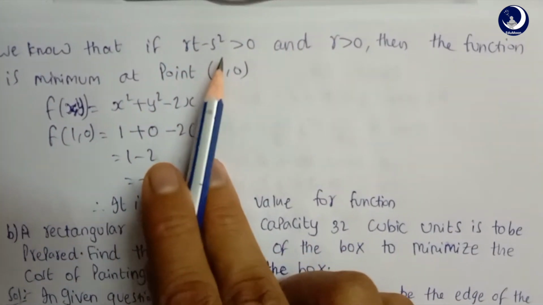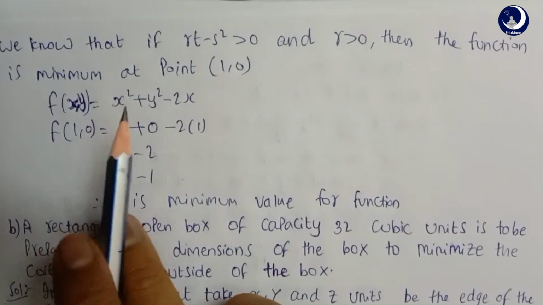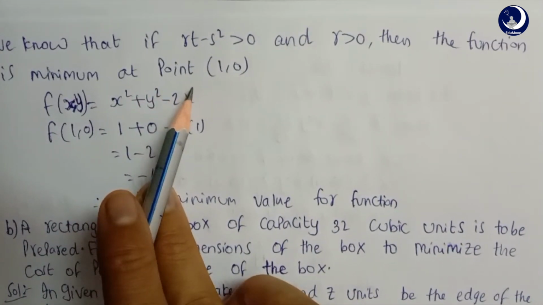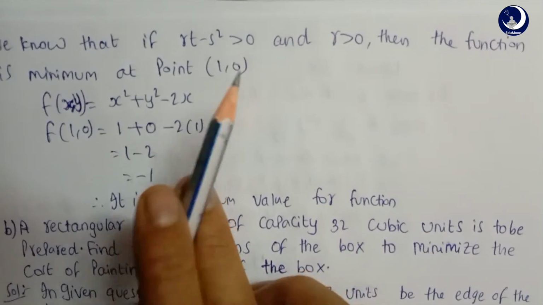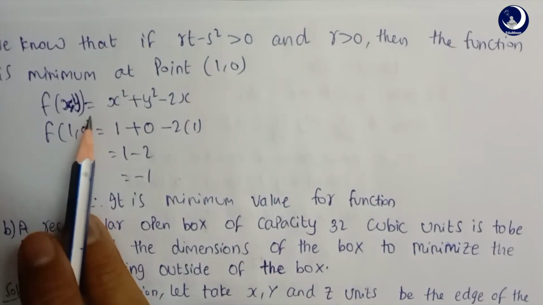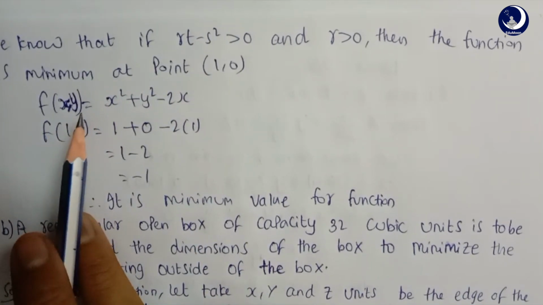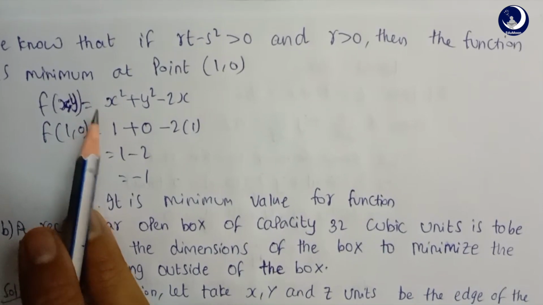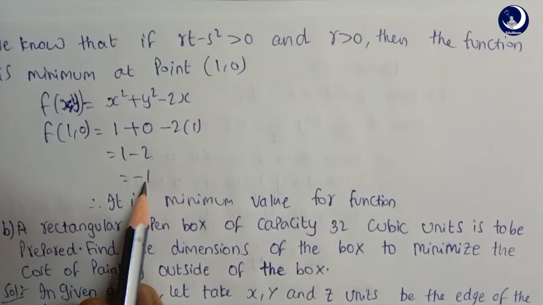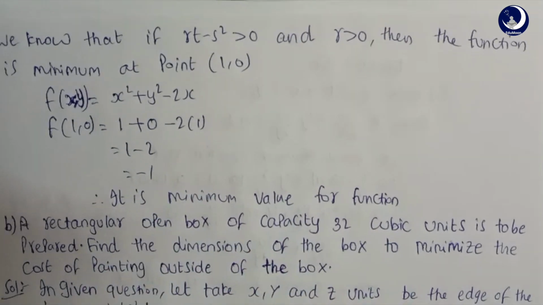If rt minus s square is greater than 0 and r is greater than 0, then the function is minimum at the point which we got, (1, 0). At this point the function is minimum. That means we got the minimum at point (1, 0). Now replace it in the xy form, then we get the minimum value. It was minus 1. So the minimum value of the function is minus 1.